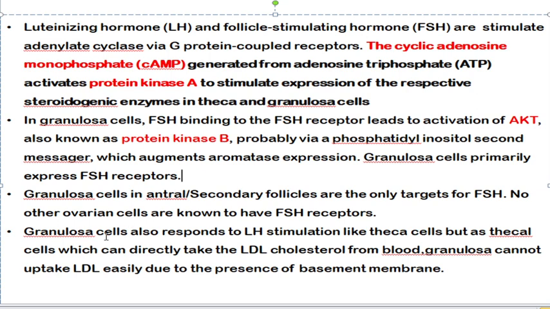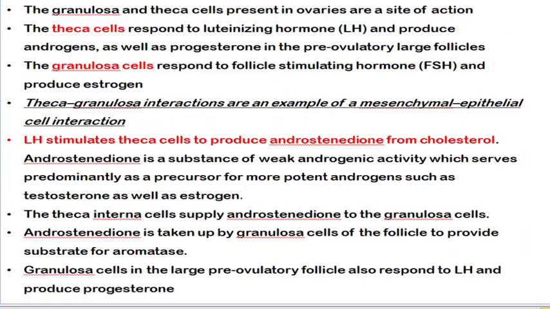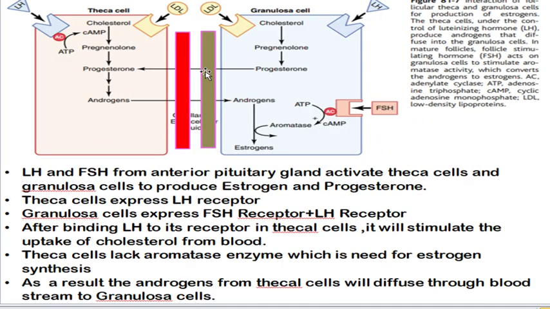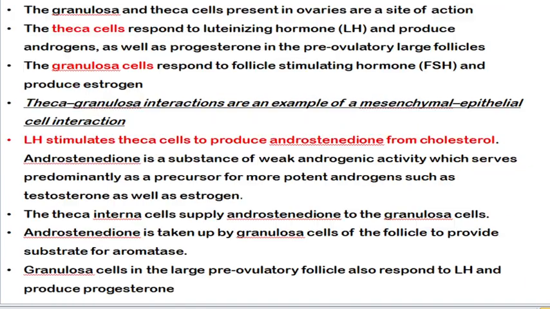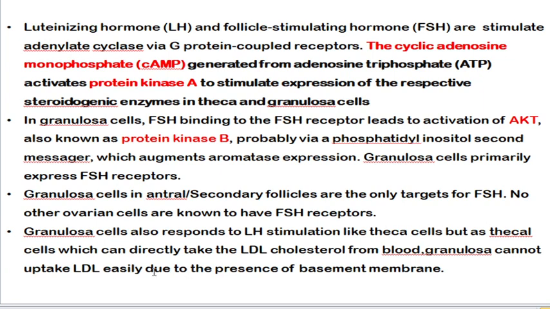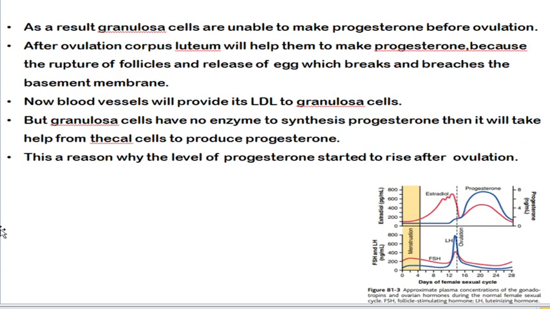Next, the granulosa cells also respond to the signal coming from LH stimulation like a theca cell, but the theca cell can directly take up LDL cholesterol from the blood, whereas the granulosa cell cannot, because near the granulosa cell there is a basal lamina, a basement membrane, which inhibits the uptake of cholesterol from the blood. As a result, the granulosa cell is unable to make progesterone before ovulation.